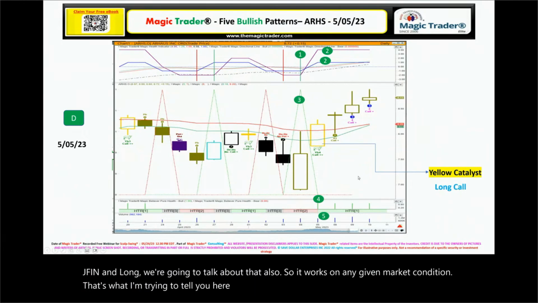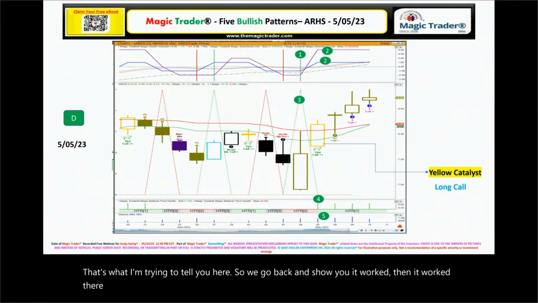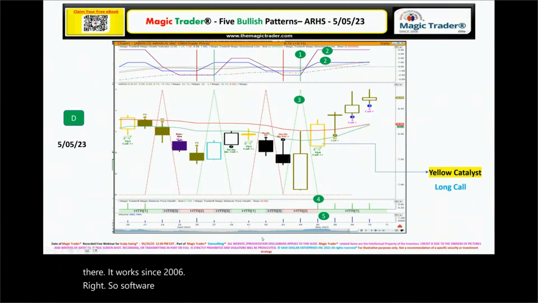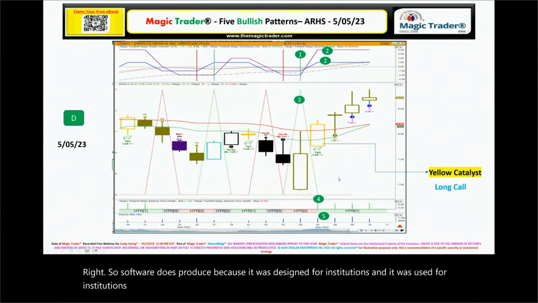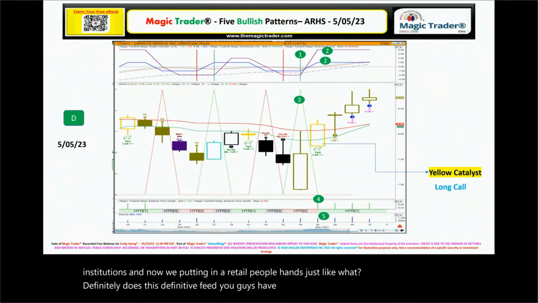So we go back and show you. It worked then, it worked there, it worked since 2006, right? So the software does produce because it was designed for institutions, and it was used by institutions. And now we're putting it in retail people's hands, just like what Refinitiv does. This Refinitiv feed, you guys have no clue how powerful it is.